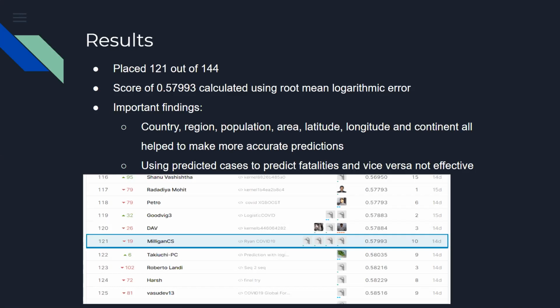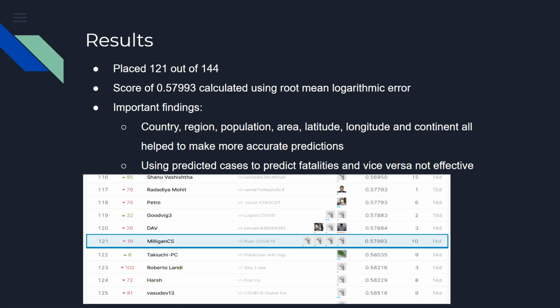The score of 0.57993 is calculated using a root mean logarithmic error. And so it's essentially a very complex method of assigning a score between 0 and 1 to find how accurate your results are. So you'd want to be as close to 0 as possible, the ideal scoring being 0.0. And so our findings were actually that the country, region, population, area, latitude, longitude, and continent were what helped to make the most accurate predictions.